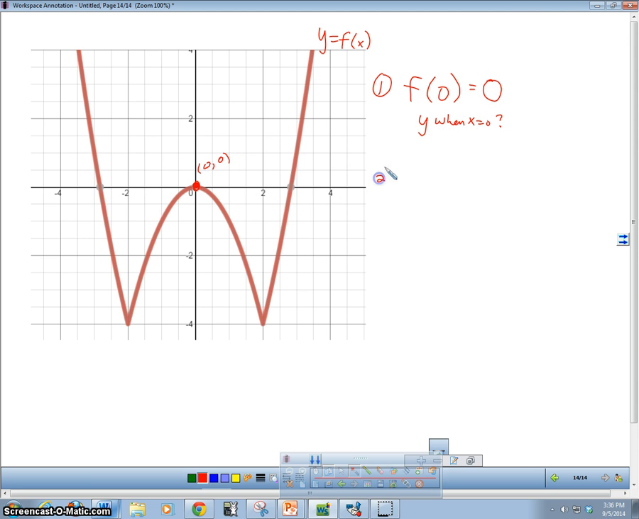Let's look at another one. What is f of 2? So again, what is my y value when x is 2? So x is 2 right here. I'm going to go to where my function is at x equals 2. It's right there. So my y value is -4. Remember, this is the point 2 comma -4.